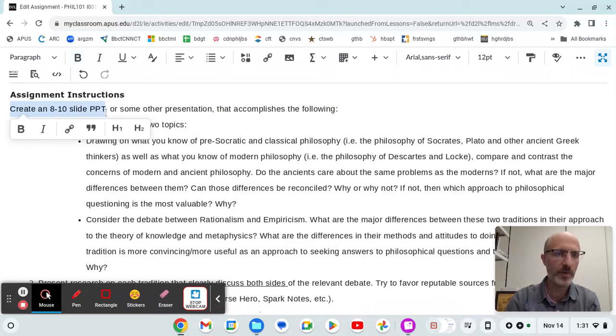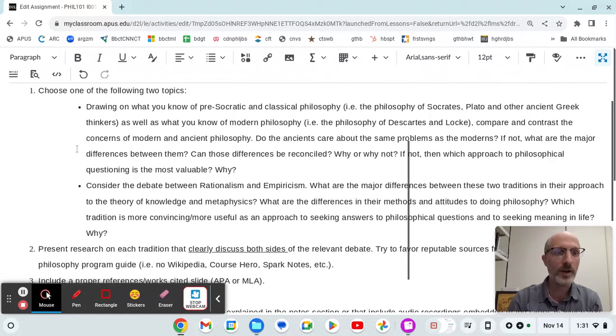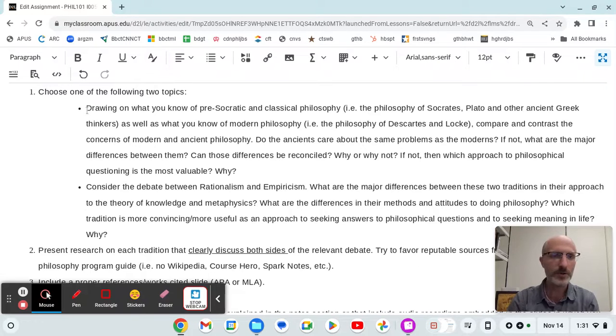All right, so you'll be creating a PowerPoint slide. PPT stands for Microsoft PowerPoint. You've got two choices of topics. The first topic is to compare pre-Socratic and classical philosophy, in other words, ancient Greek philosophy up to and including Plato. That includes the pre-Socratic philosophers that you wrote about in week 1. Compare them to modern philosophy. Compare and contrast the concerns of modern and ancient philosophy.